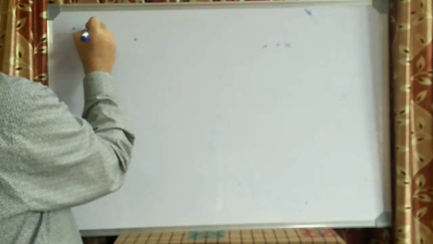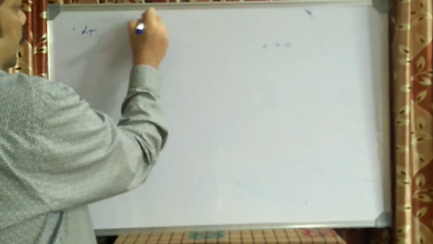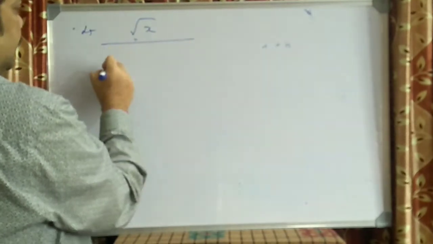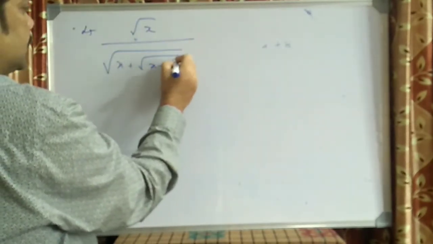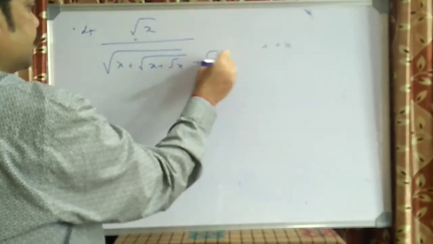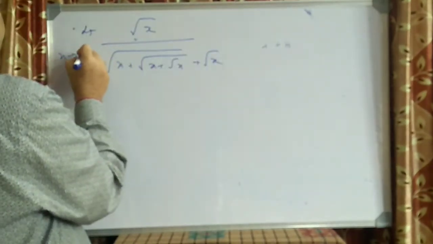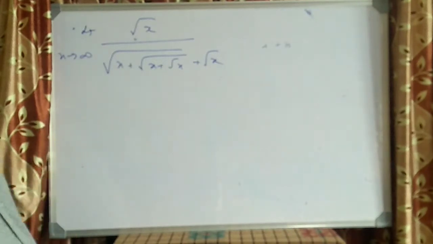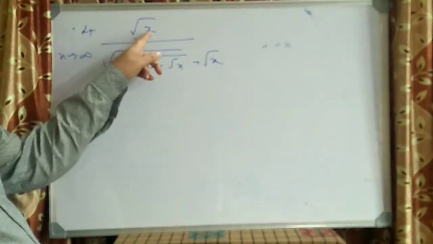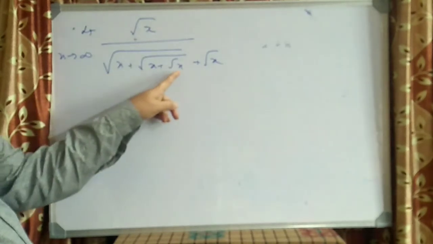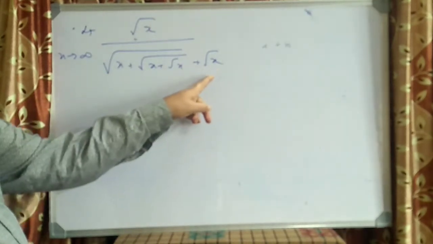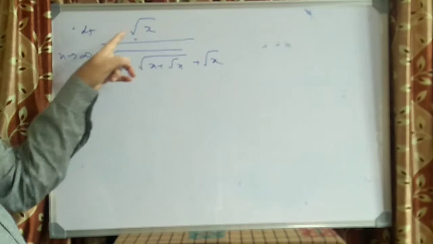forms like this: limit of square root of x divided by square root of x plus square root of x plus root x plus square root of x as x tends to infinity. We consider this also as a polynomial in x. So you can see the highest degree here is 1 by 2. In the denominator also 1 by 2. This is 1 by 4. This is 1 by 8. This is 1 by 2. So 1 by 2 is the highest degree.